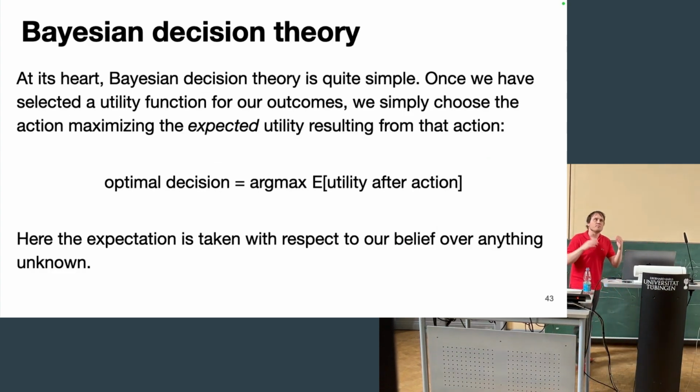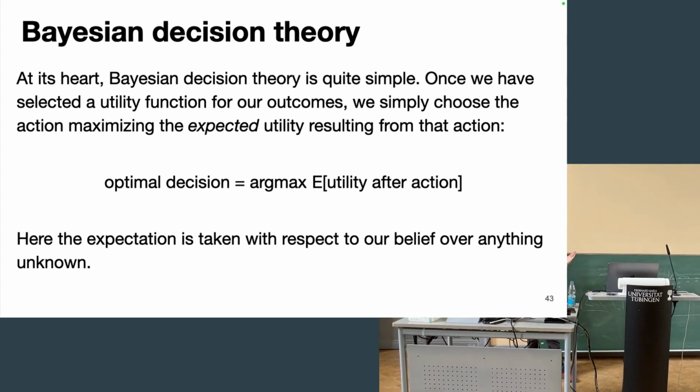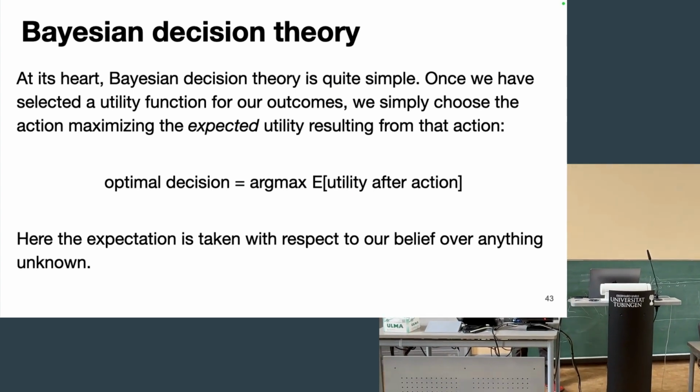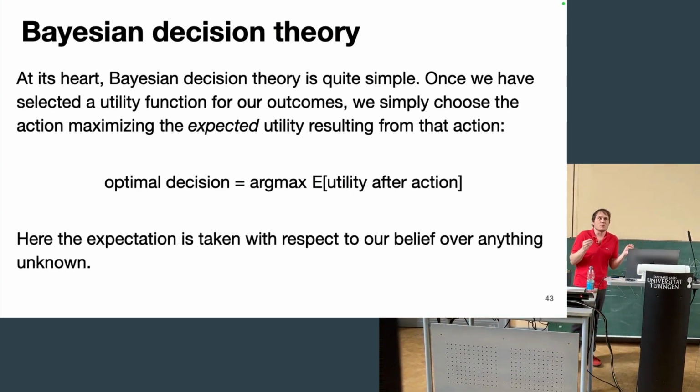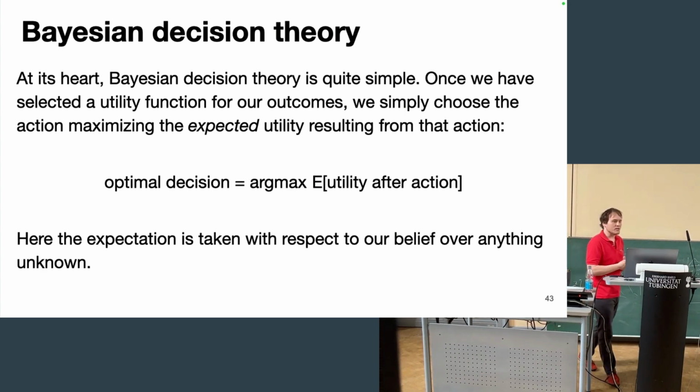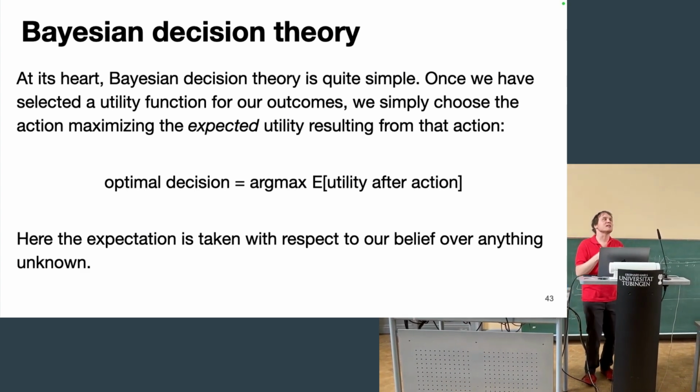OK, so Bayesian decision theory is a framework for making decisions under uncertainty that's extremely general, that could be effectively applied to any such situation. But at its heart, it's actually quite simple. Once I've identified a utility function for whatever situation I'm in, I'm going to choose the action that is going to maximize the expected utility resulting from that action.